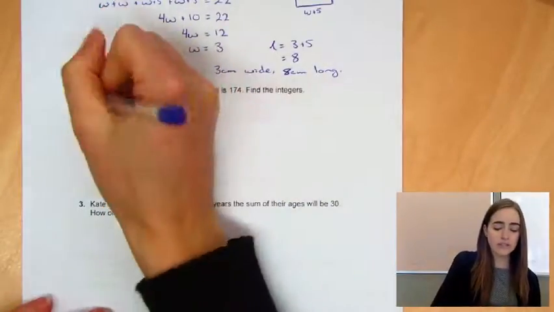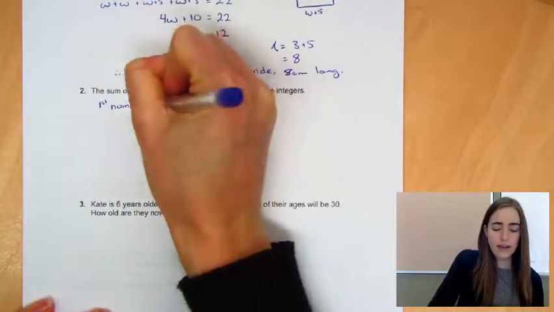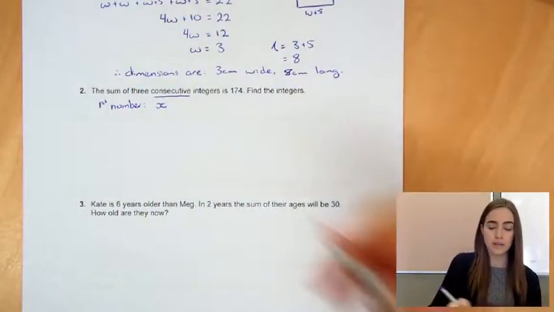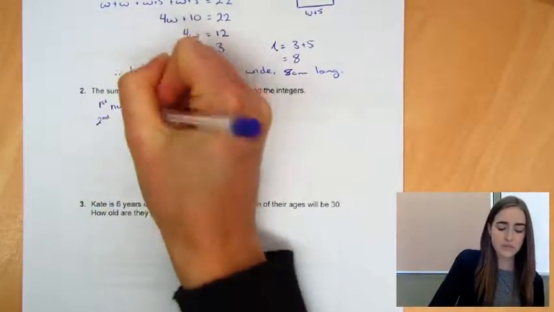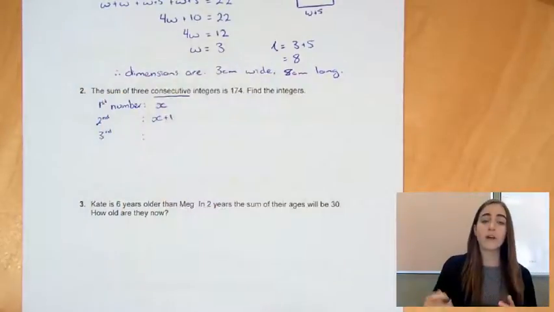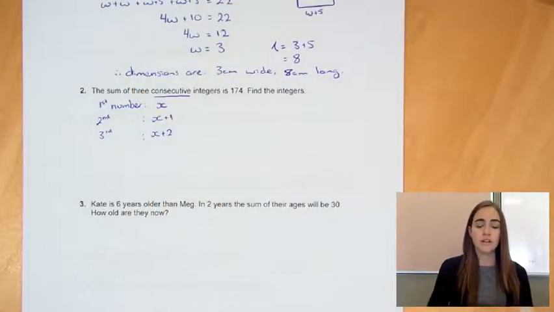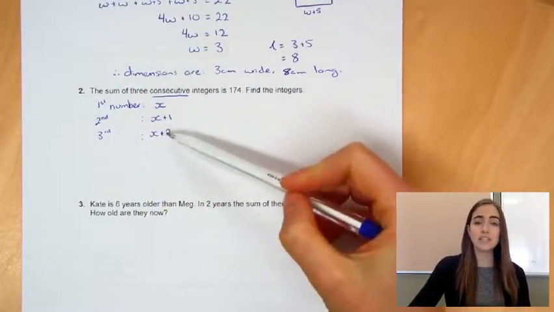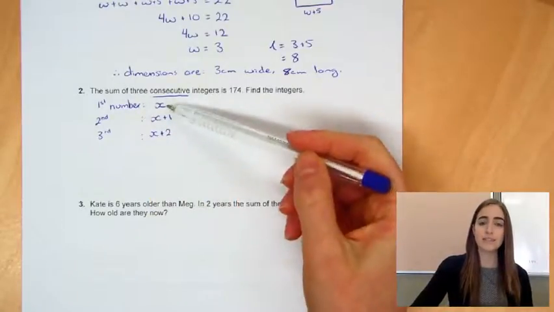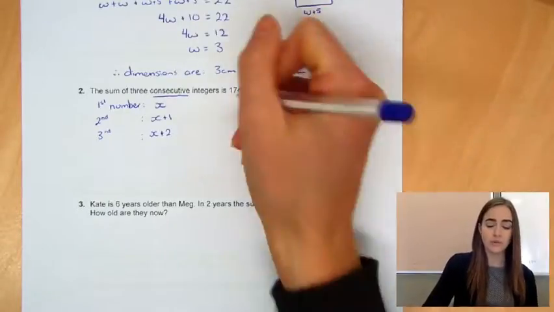So if we said our first number, let's call that X. Then the next number along would be X plus 1. So the second number is X plus 1. And the third number, we're going to have to go up one more, so that one's going to be X plus 2. So there are 3 consecutive integers, and we know that they sum to 174. So we're going to go X plus X plus 1 plus X plus 2, and we're going to get an answer of 174.